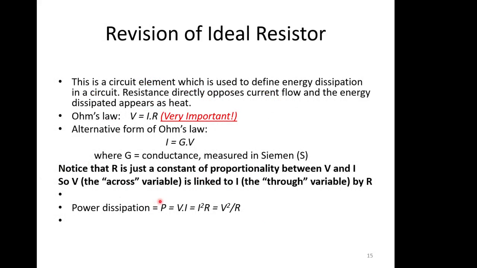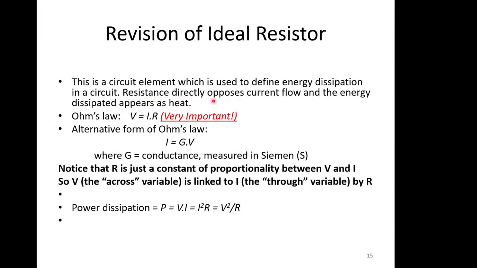So, basic revision of the ideal resistor. We're going to be doing a lot of work with resistors in this part. A resistor is a circuit element which is used to define energy dissipation in a circuit. So we're starting to get a bit abstract. That's what it does. It just gets rid of energy. Capacitors and inductors do not get rid of energy. They store energy in different ways.